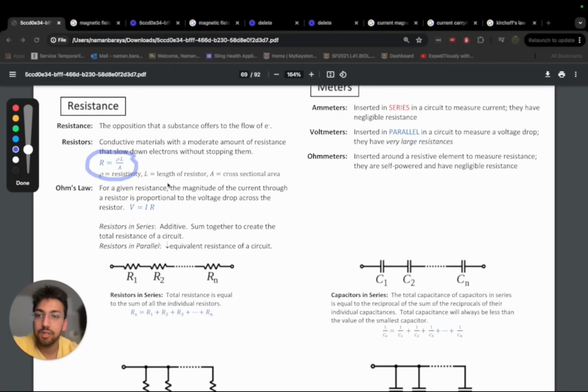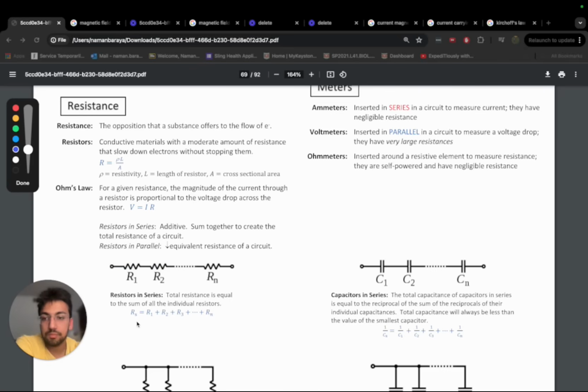They might tell you, oh, if we increase the length, then what's going to happen, or if we increase the cross-sectional area? So just know cross-sectional area is on the bottom, length is at the top, resistivity is at the top, and that's what describes resistance. Okay, Ohm's law is super, super high yield. Make sure you know that V equals IR, and that's kind of how you figure out how much voltage drop is happening across each resistor.